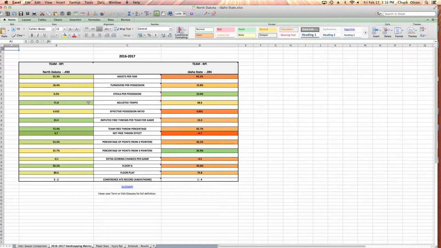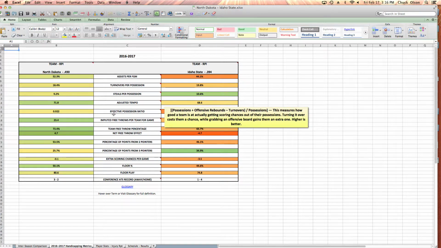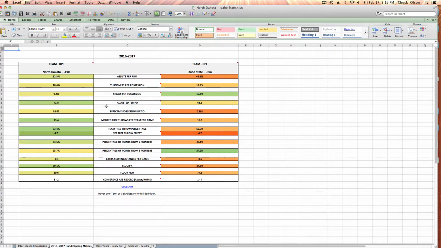Adjusted tempo really is more for the over and under. It just tells you how quickly they play the game. And it looks like North Dakota plays a little bit quicker than Idaho State. Now, effective possession ratio tells you what they did with the ball each possession. And these guys are .922. As you can tell, the color is a nice color. It's not deep green, or even Kelly green, but it's a little bit past yellow towards the green. And this is a red number, which is a bad number, telling us that Idaho State does not protect the ball or does not score as often with the ball as North Dakota does.